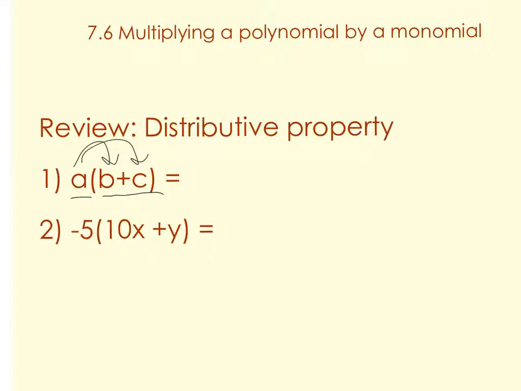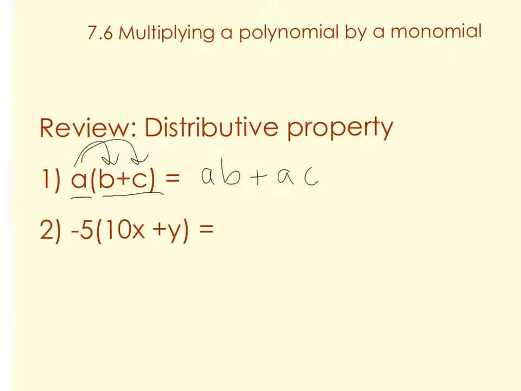I'm drawing arrows to remind myself that I need to multiply, and then I multiply. So A times B is AB. A times C is AC. Now I look at my solution and try to see if I have any like terms that I can combine, but I do not because AB and AC are not like terms.